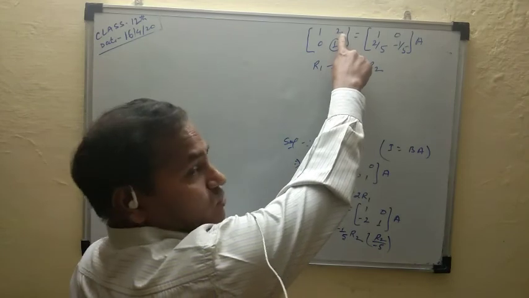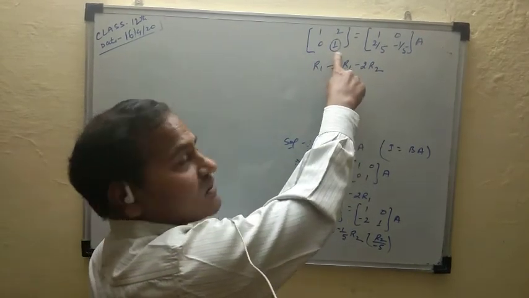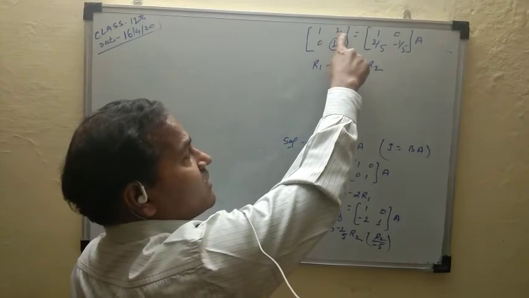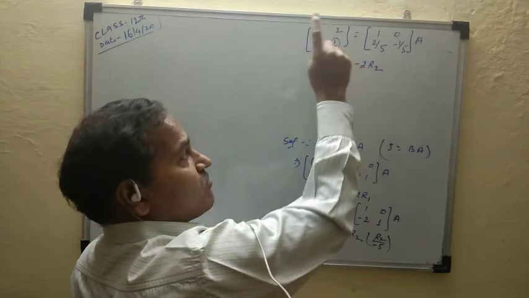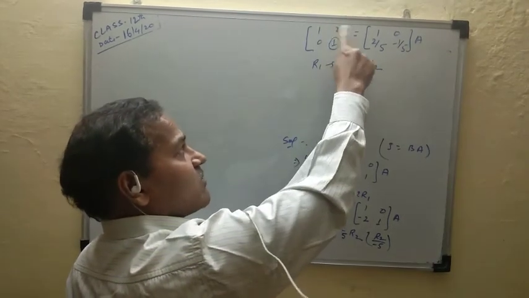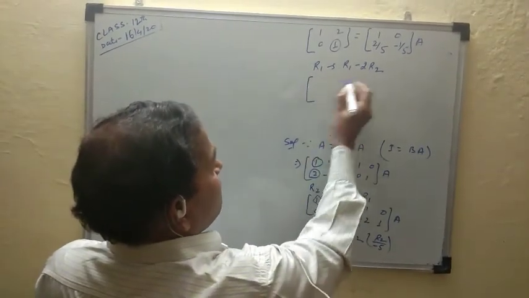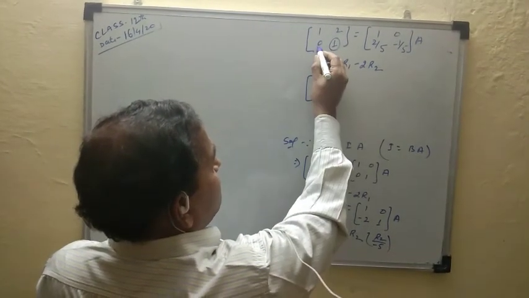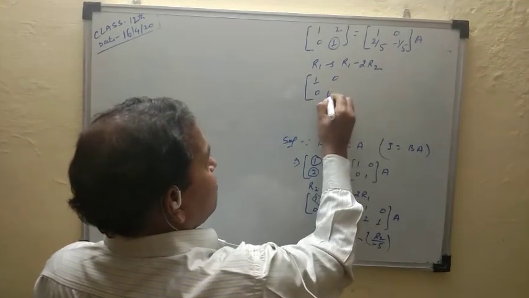we have to make this element 0, that is the second entry of R2 is 1, now we have to make this entry of R1 0. For this element to be 0, multiply R2 by 2 and subtract, then it will be 0. So this equals R1, multiply by 2 and subtract. So multiply by 2, subtract from the same element, 0, and R2 same.